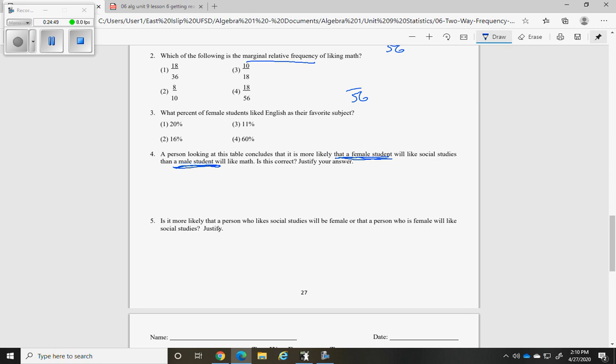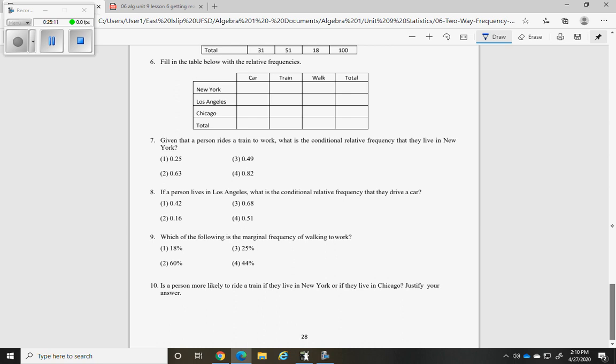Number 5, is it more likely that a person who likes social studies will be female? So what's the condition? You have to like social studies. That's your denominator. Or that a person who is female, you now have to be female. That's your condition. That's your denominator. Will like social studies. And I'm not going to give you any more tips. You're on your own for this.